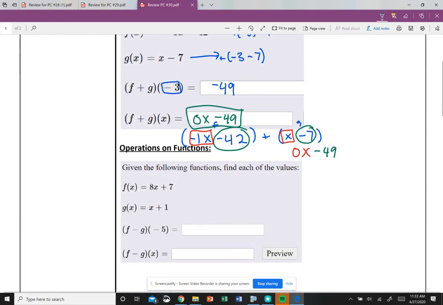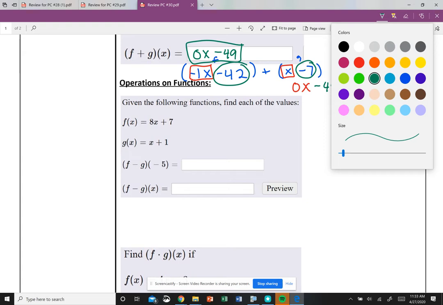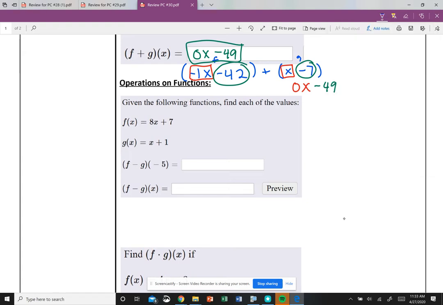All right. Okay. So on this next one, it says, given the following function, find each of the values. So we've got 8x plus 7 and x plus 1. Perfect. All right. So we're going to take our handy dandy little pen here. I'm going to switch colors. We're going to plug in this -5 into the first equation. So we're going to have 8 times -5 plus 7. And then we're going to subtract this entire other function. So I'm going to put it all in parentheses. And then I would do parentheses -5 plus 1.